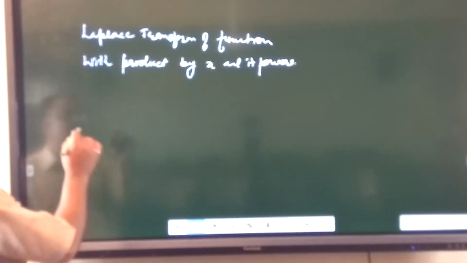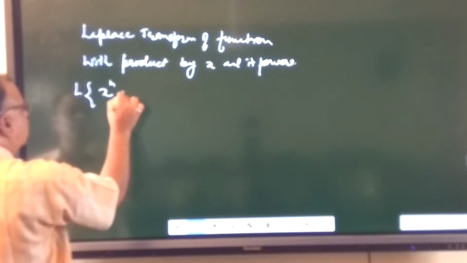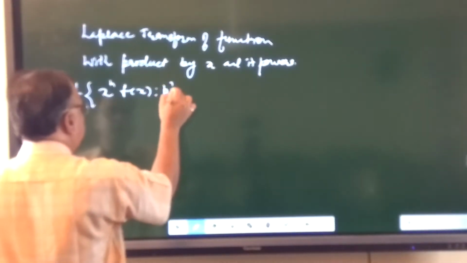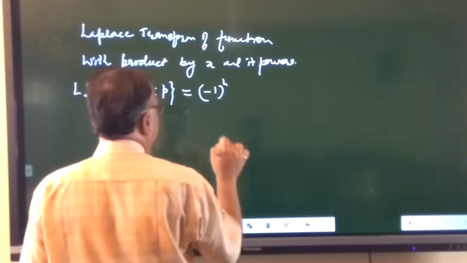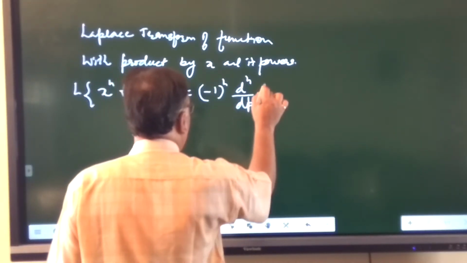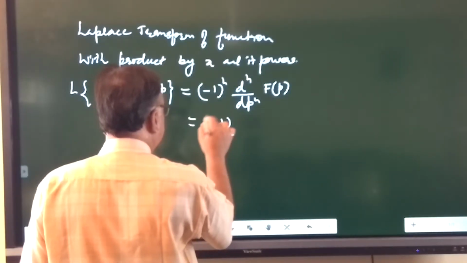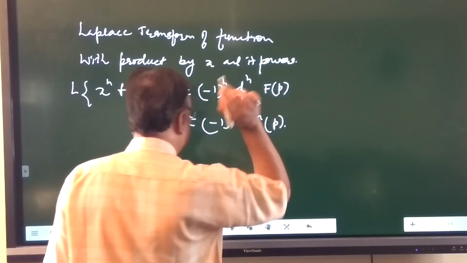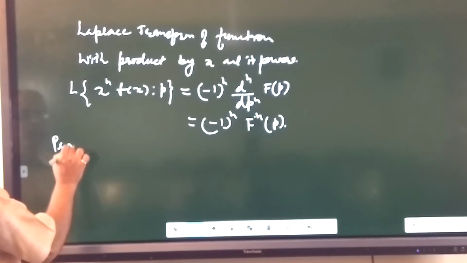That is, we have to find the Laplace transformation of x raised to n f(x) with respect to p, and this comes to be equal to minus 1 raised to n d^n upon dp^n of F(p), or it is equal to minus 1 raised to n F^(n)(p). We have to prove this result. So, proof of this result.